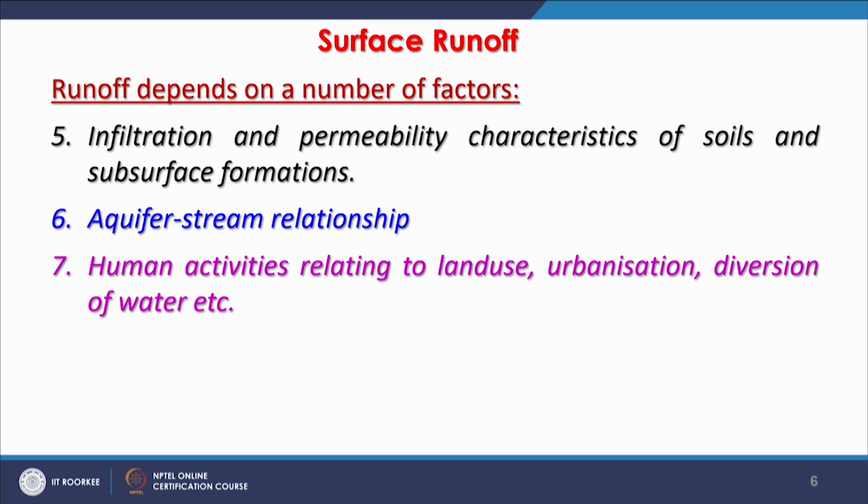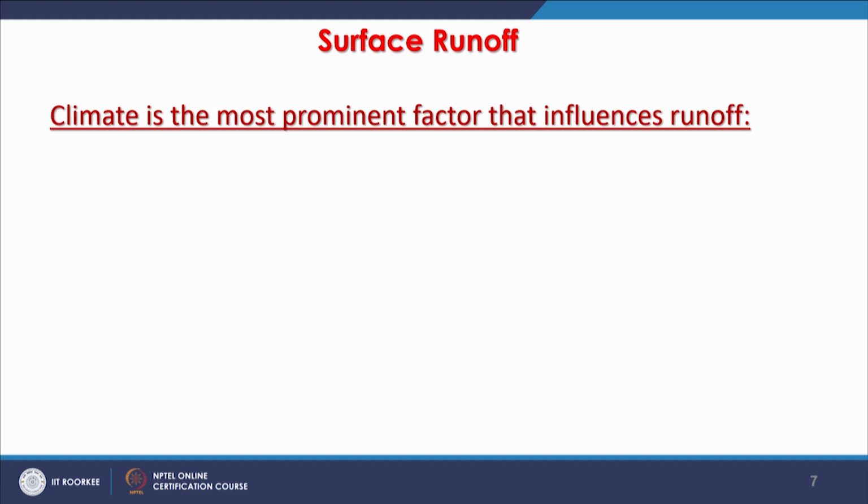And human activities. Nowadays, a large part of the land has some sort of human activity all the time, whether it is being used for agriculture, urbanization, industries, roads, bridges, all kinds of things. So, human activities also influence the surface runoff. We sometimes divert the drainage from one place to another, and that also creates problems. Diversion of water influences runoff.